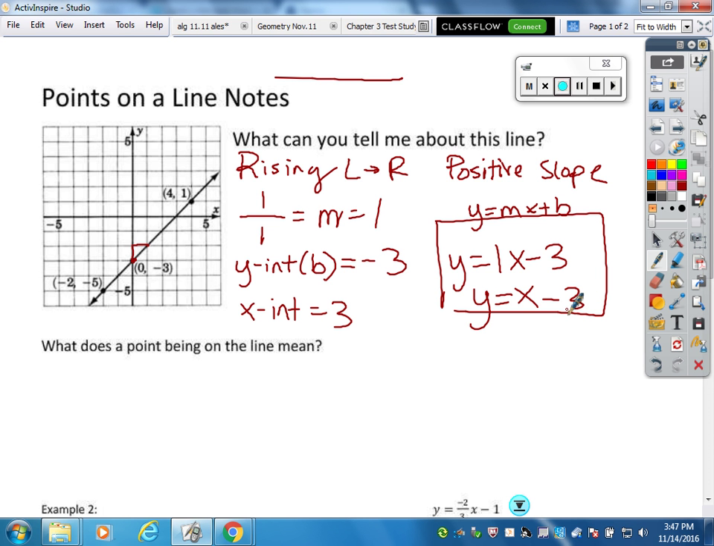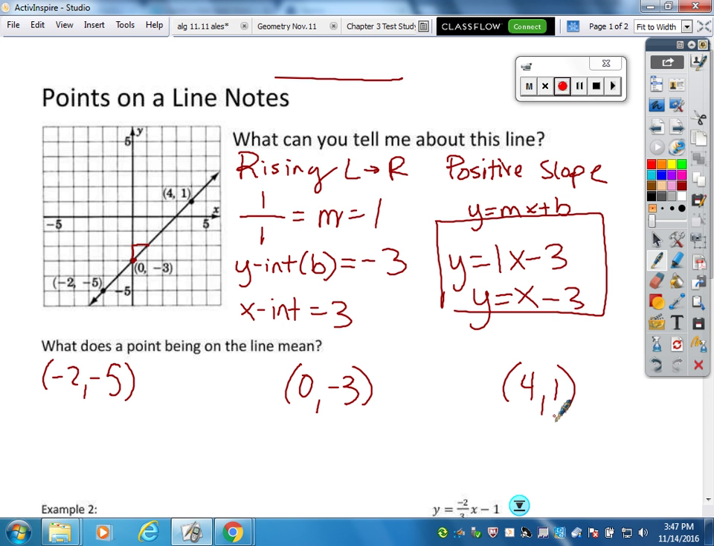So what does a point being on the line mean? I've got 3 points marked for you. I've got (-2, -5). I've got (0, -3), which you recognize as the y-intercept. See how we have a y value but no x value? And then I've got the point (4, 1).